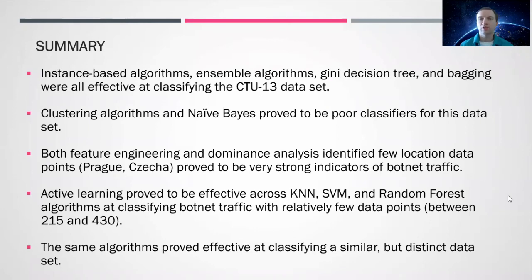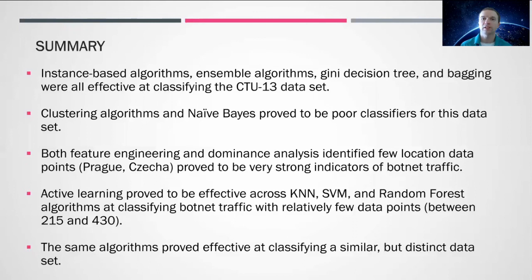In summary, we discovered that there was a wide swath of algorithms that were effective at classifying a CTU13 dataset, specifically instance-based, ensemble, decision tree, and bagging. We also discovered some weakness in clustering algorithms and naive Bayes with this dataset, which we believe to be a result of its distribution. We also found through feature engineering and dominance analysis that there were a few location points that had extremely high relative importance to the rest of the data set. However, when we removed those data points, even though we did receive slightly worse accuracy scores, we did find some technical indicators that also had high relative importance that could be more universally applied.